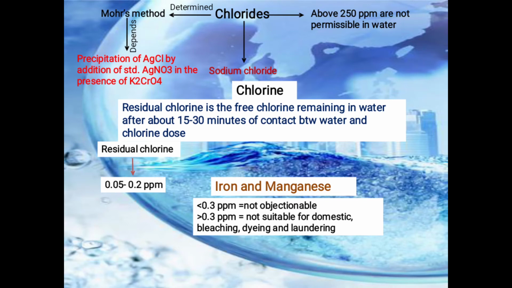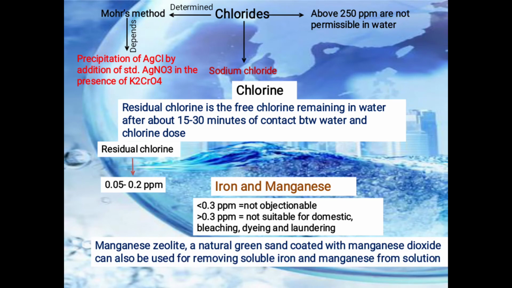Then manganese zeolite, a natural green sand coated with manganese dioxide, can also be used for removing soluble iron and manganese from solution.